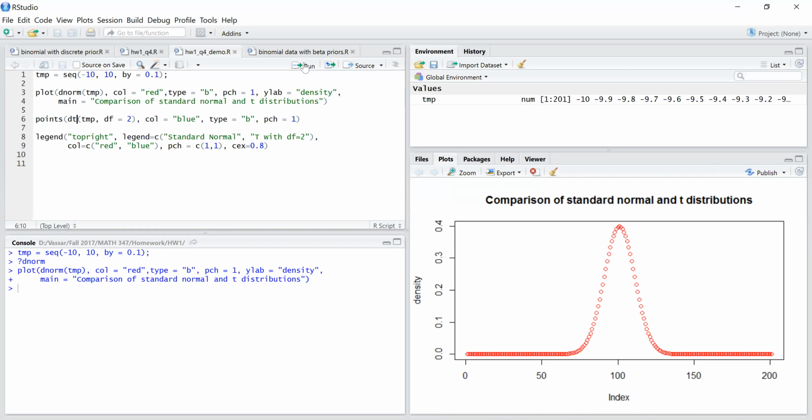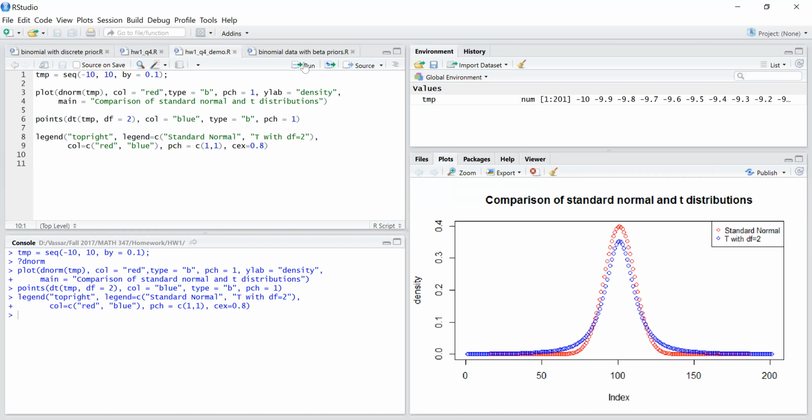If I run this, you see that my t-distribution in the blue color is showing over there. And lastly, I do a legend, and that tells us, just for readers in particular, what the colors are for. Because you have 2 different plots, blue is for the t, and red is for the normal. Okay, so this is how you can do the plot.